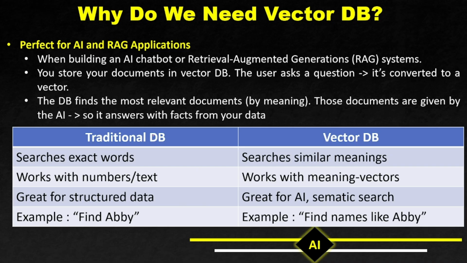If we see traditional DB versus vector DB, a traditional DB searches for exact words, wherein a vector DB searches for similar meanings. Traditional DB works with numbers and exact text match, wherein vector DB works with meaning. This is great for structured data, but this is great for AI and semantic search. Example: find Abby will find Abby, but it will also find any names like Abby.